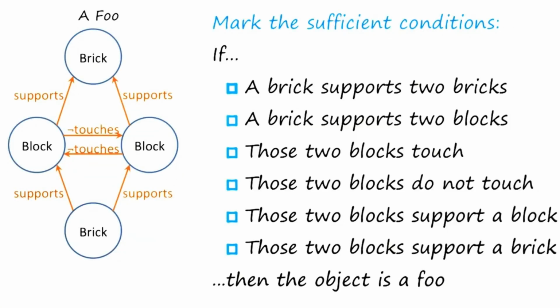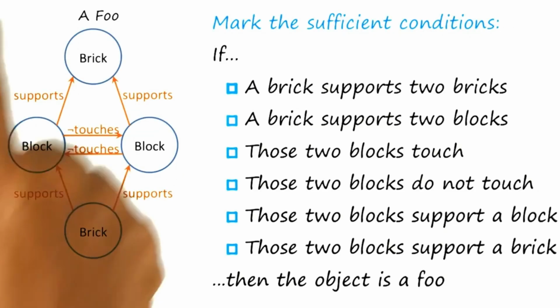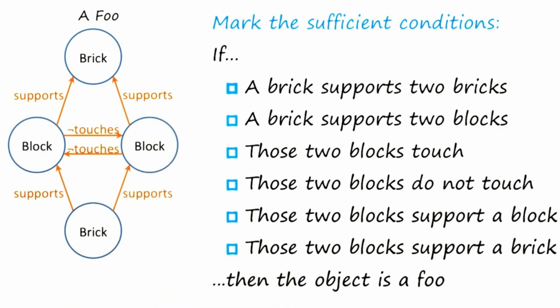Before we represent those sentences in the language of logic, let us consider another example of conceptual knowledge and its relationship to logic first. So here is the concept of foo. We have come across this earlier. There were a block and a brick at the bottom and a brick at the top, and some relationships between these objects. Given this conceptual knowledge about foo, we can ask ourselves, what are the sufficient conditions for something to be a foo?